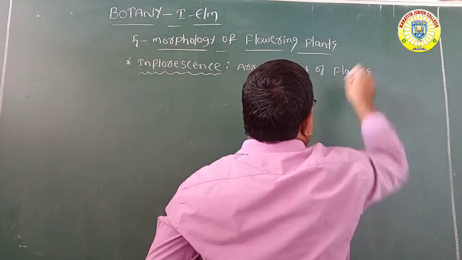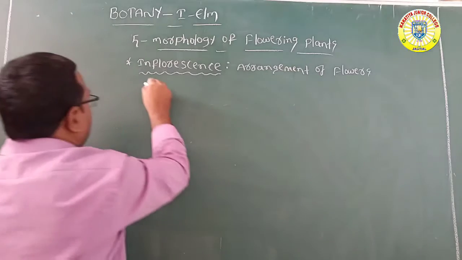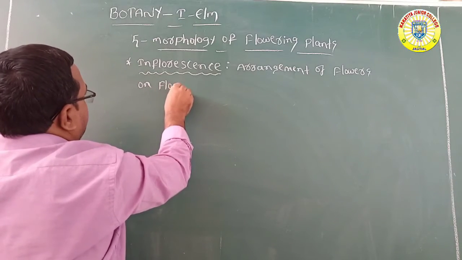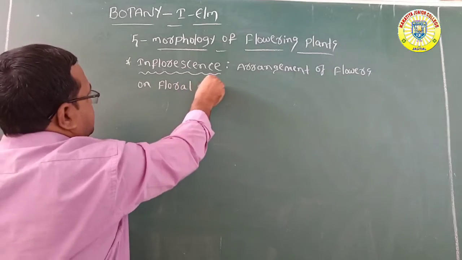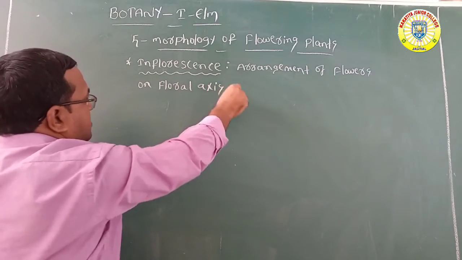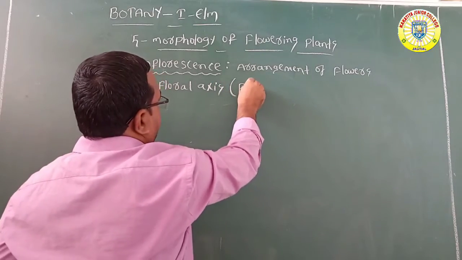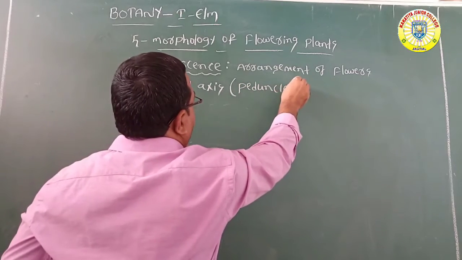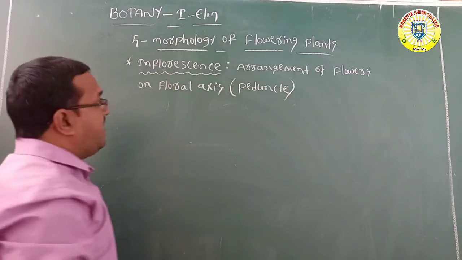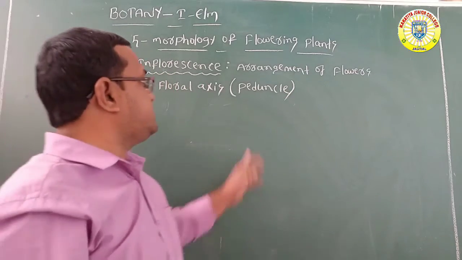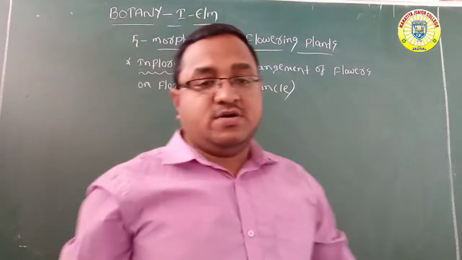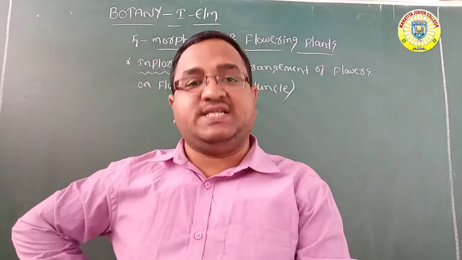Arrangement of flowers on the floral axis. The floral axis is also called peduncle. So, how are the flowers arranged?